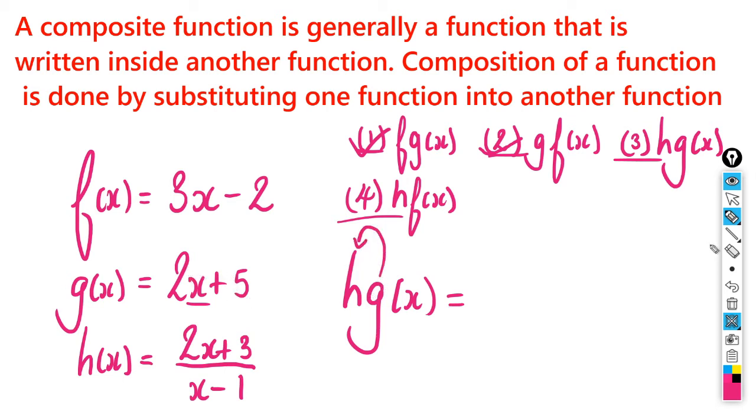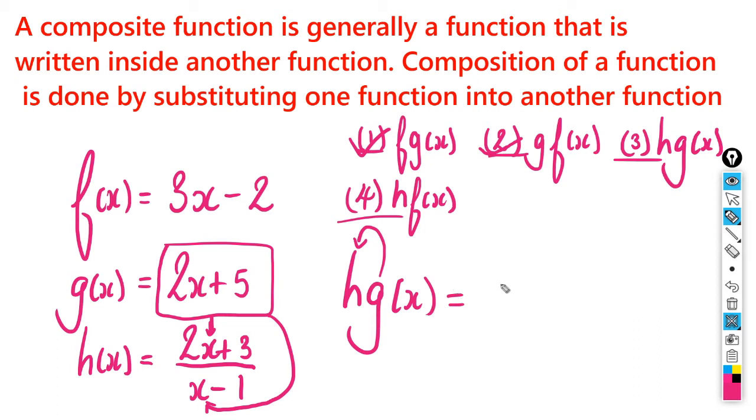So guys, we can clearly see that g of x is equal to 2x plus 5 and h of x is equal to 2x plus 3 over x minus 1. So guys, anywhere we see x, we have to put 2x plus 5 there because we're putting the g of x into the h of x where the x is. So we'll put the 2x plus 5 here where that x is, and we'll also put it here where this x is. Right, guys? So let's just do that.